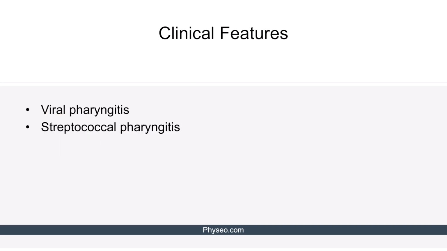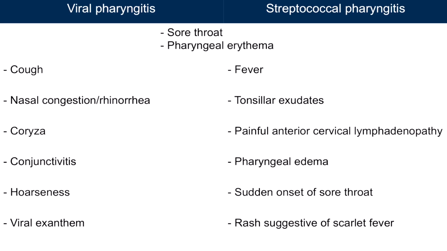For the purposes of the USMLE Step 2, it's helpful to think of the clinical features of pharyngitis as either more suggestive of viral pharyngitis or more suggestive of streptococcal pharyngitis. This table summarizes the most common symptoms of pharyngitis and aims to help students distinguish viral pharyngitis from streptococcal pharyngitis. Both types of pharyngitis usually manifest as a sore throat and pharyngeal edema.